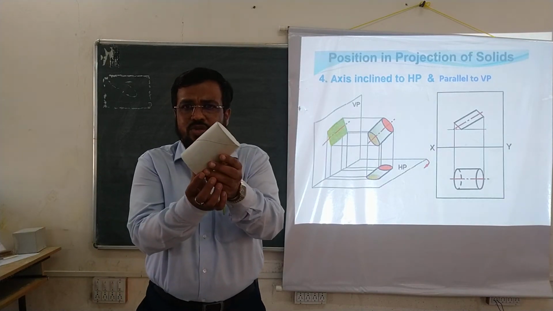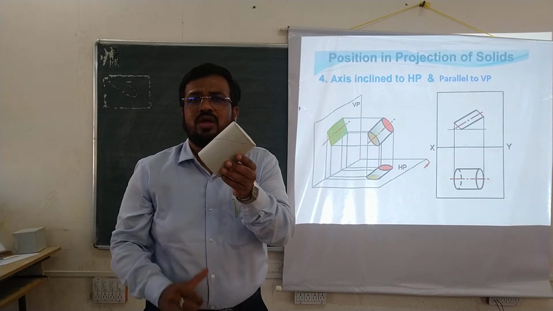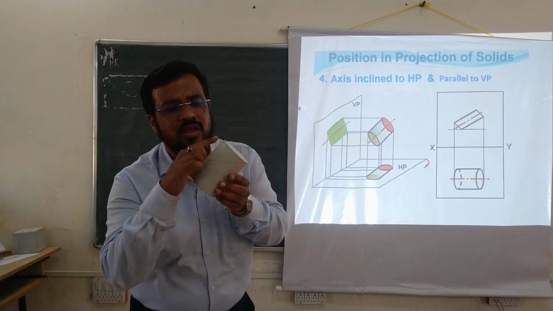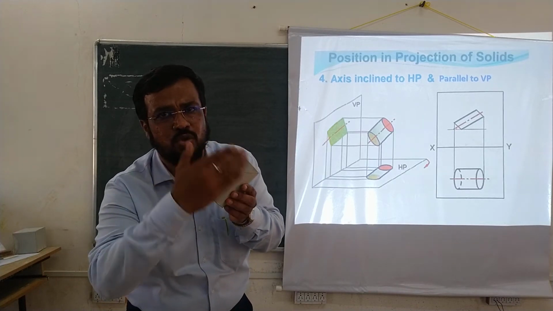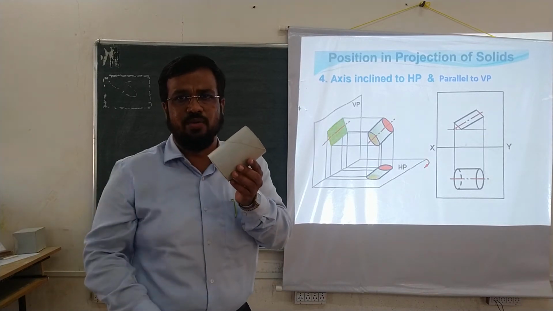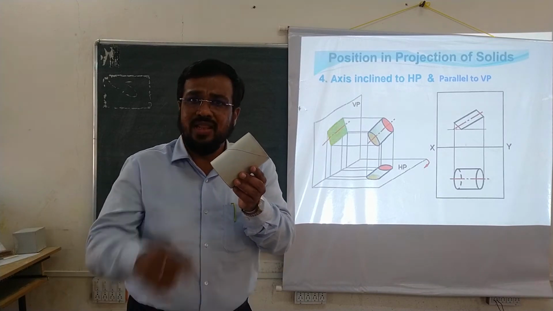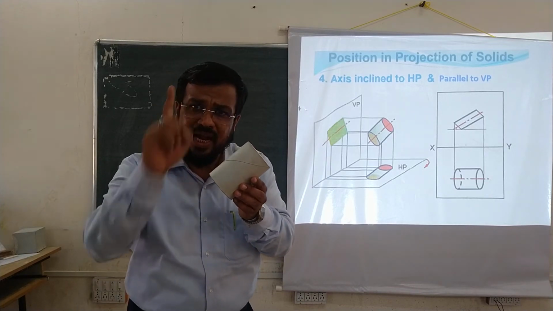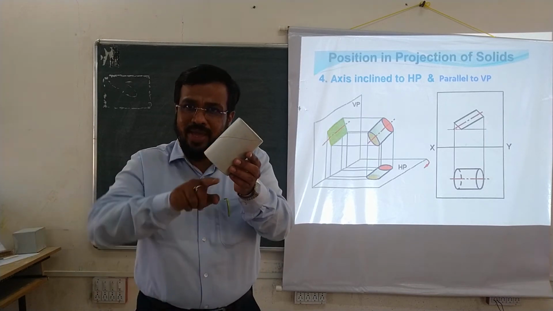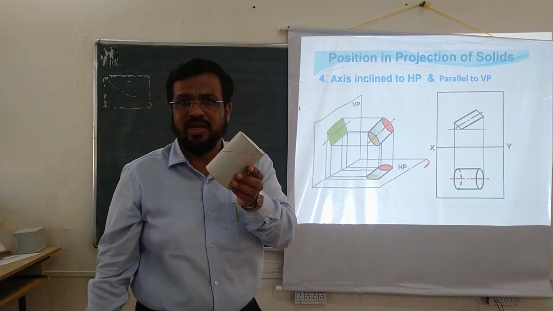When I hold this object in this position, obviously its front view will show you the solid in the form of a rectangle, because this curved surface which is visible to you will be seen in the form of a rectangle for the front view. So the front view will be a rectangle with length of axis exactly 100 mm, because it will show you the true length of the axis, and making an angle of 30 degree with the horizontal, that is the true angle.